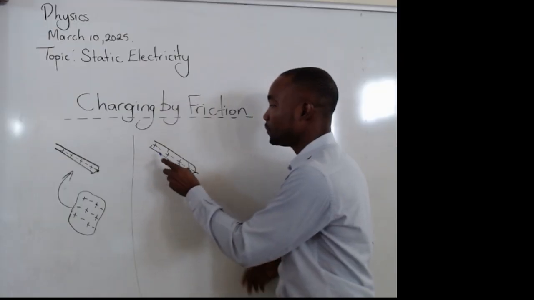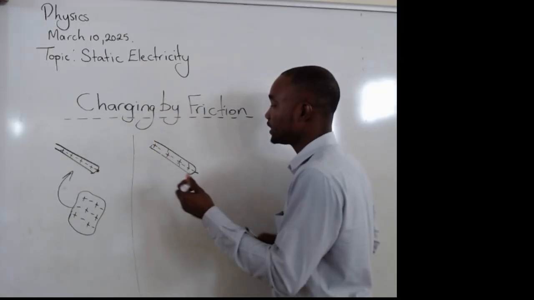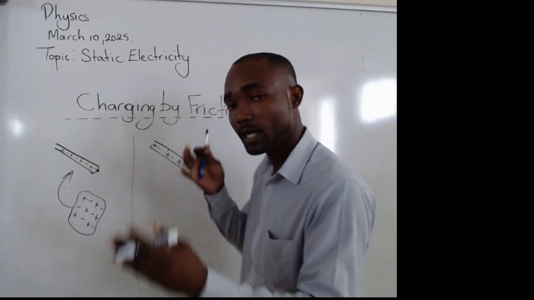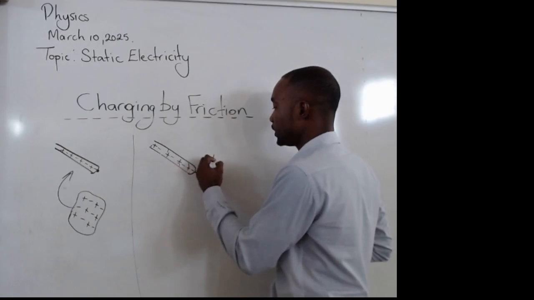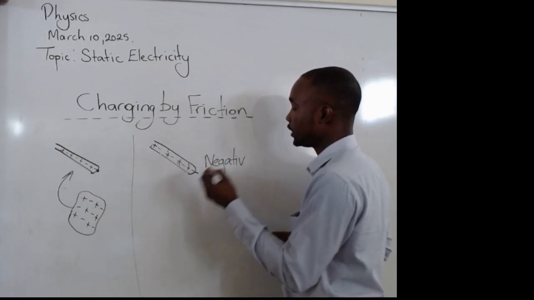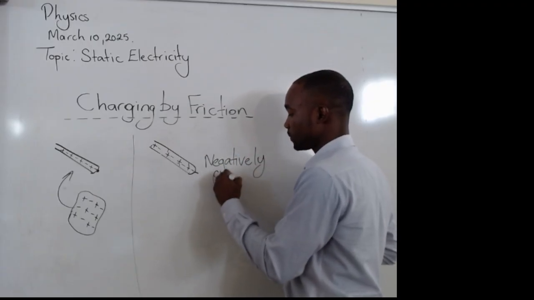Now here I have my pen. My pen has a negative charge because it has 4 more electrons than protons. So it is now negatively charged. Why is it negatively charged? It has more electrons than protons. Negatively charged.